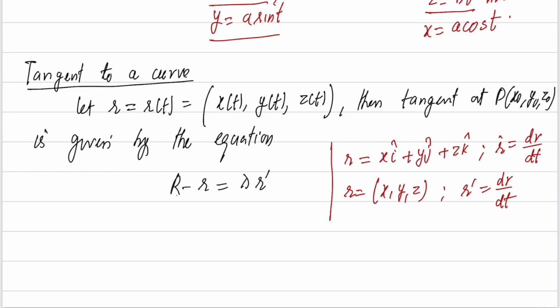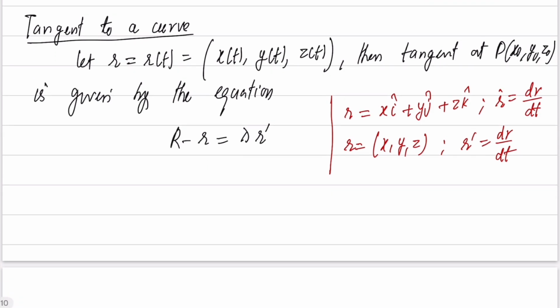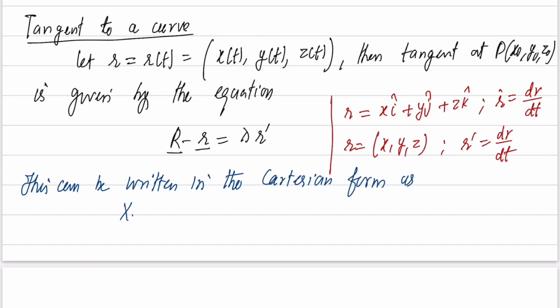Now here we can write the equation of a tangent in this way: R minus r equal to lambda r dash, where this r is the original curve x, y, z, and r dash is its derivative, and this capital R denotes some new variables for writing down the equation of a tangent. This can be written in the Cartesian form as x minus x naught divided by x dot is equal to y minus y naught divided by y dot. This is equal to z minus z naught divided by z dot.